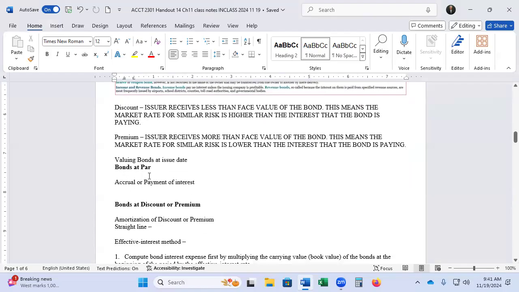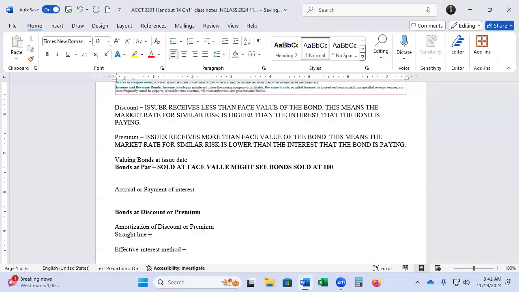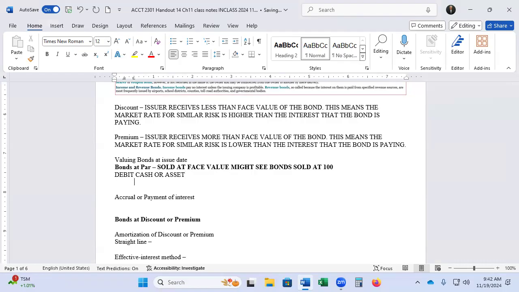So bonds at par are just sold at face value. You might see bonds sold at 100, and all this is a percentage without the percentage sign. So bonds at par would be sold at 100. To record that entry, you would debit cash or asset, and when I say asset, it could be like a truck or something like that. And then you would credit bonds payable.